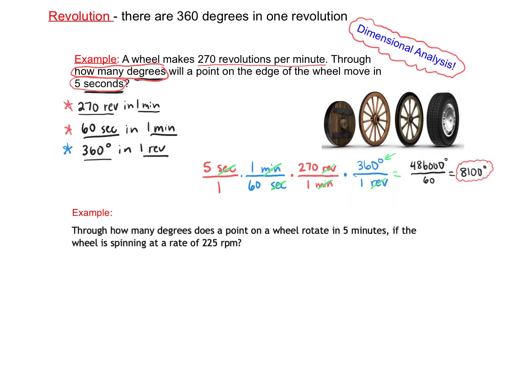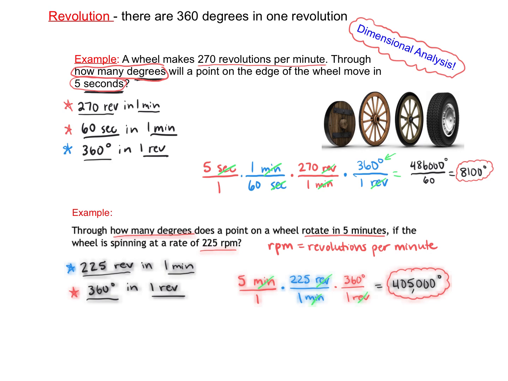All right, then we have a second example. It says, through how many degrees does a point on a wheel rotate in 5 minutes if the wheel is spinning at a rate of 225 RPM? So RPM is revolutions per minute. So why don't you guys give this one a try, pause the video, and then come back to it and check out how you did.